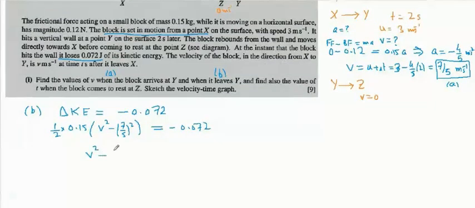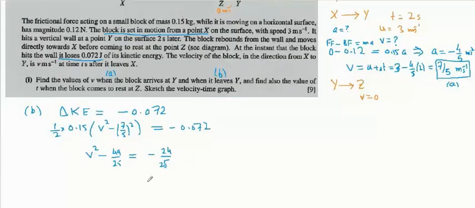So V square minus 49 over 25 is equal to, we take this quantity to the other side, 0.072 times 2 divided by 0.15. So it is 24 over 25. So negative 24 over 25.